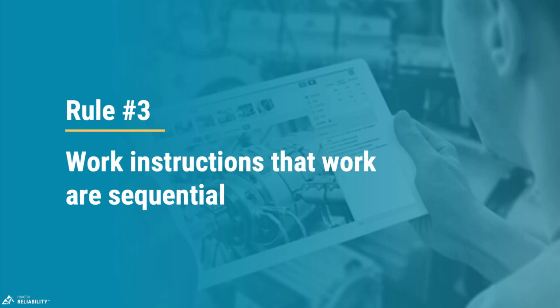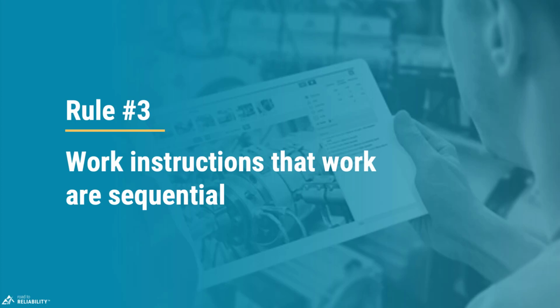Rule number 3, work instructions that work are sequential. You see, when thoughts are organized in a sequential manner, we remember them easier. So you want to group complex work instructions into phases, and then each phase consisting of multiple related tasks. And remember, losing one's place in a sequence is actually a frequently found human error. And you can reduce that likelihood by grouping work in logically related phases. It's much easier to remember that I'm at step 8 in phase 4 than it is to try and remember that I'm at step 48 or 49 in an entire sequence.